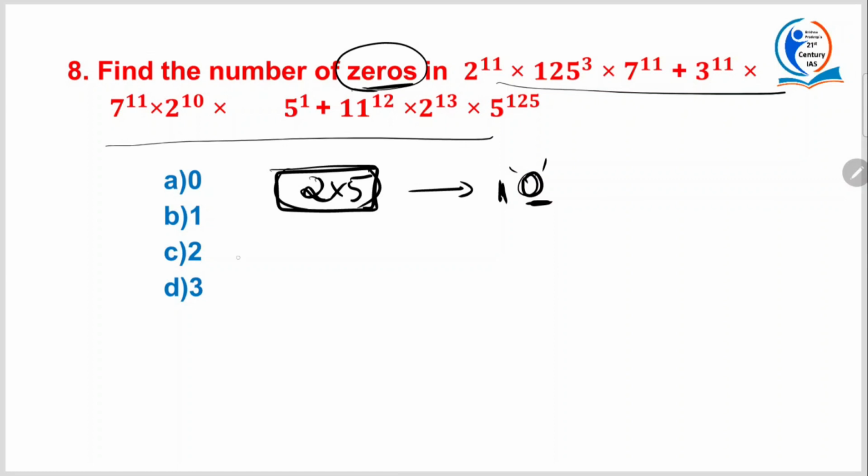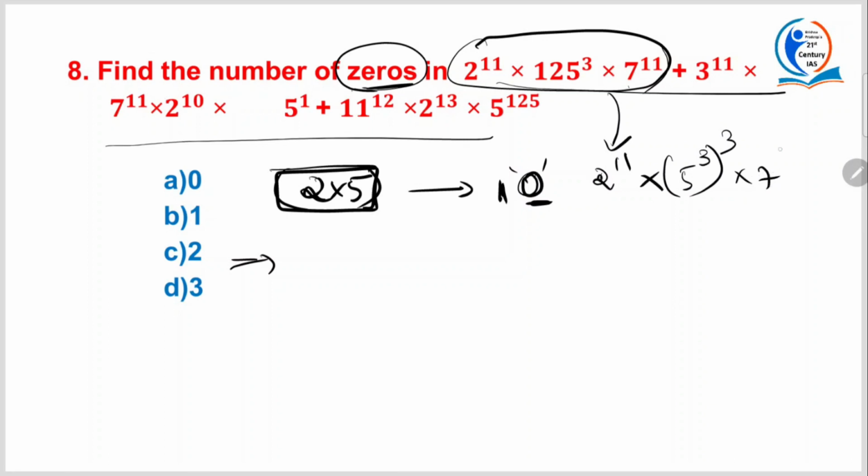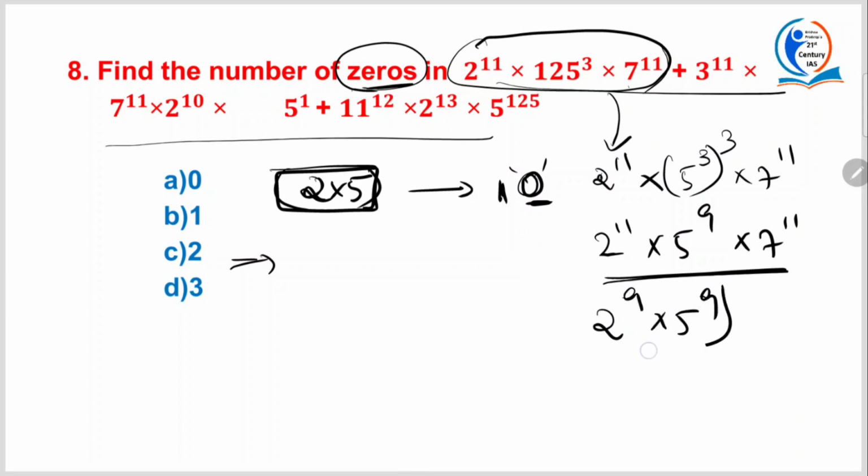Okay. Now, 2 power 11 into 125 cube into 7 power 11. This is the first number, right? So here, how many zeros would you get? See, 2 power 11 into 125 cube is how much? 5 cube whole cube into 7 power 11, right? So 2 power 11 into 5 power 9 into 7 power 11. So in this one, how many 2, 5 pairs can you take out? See, 2 power 9 into 5 power 9. Only these many. So 9 pairs of 2 and 5 you can take out.